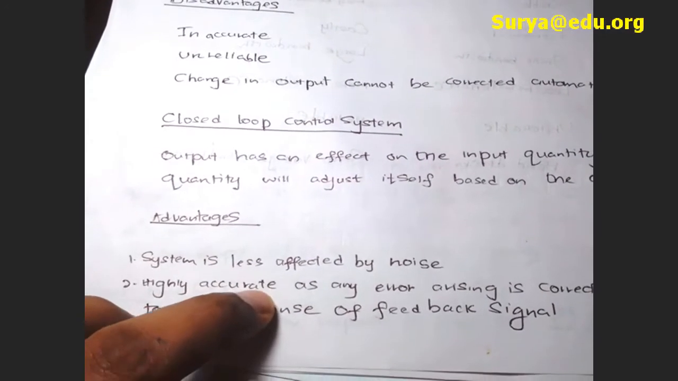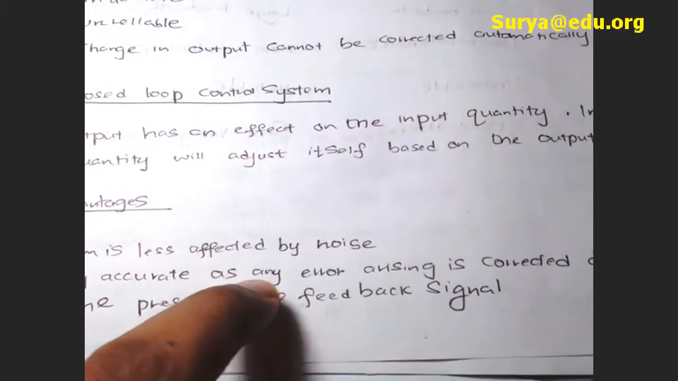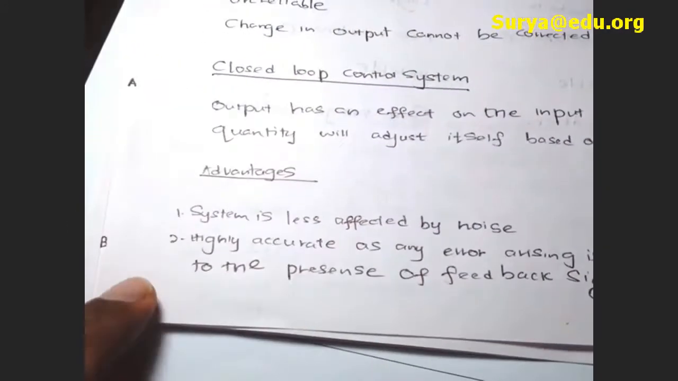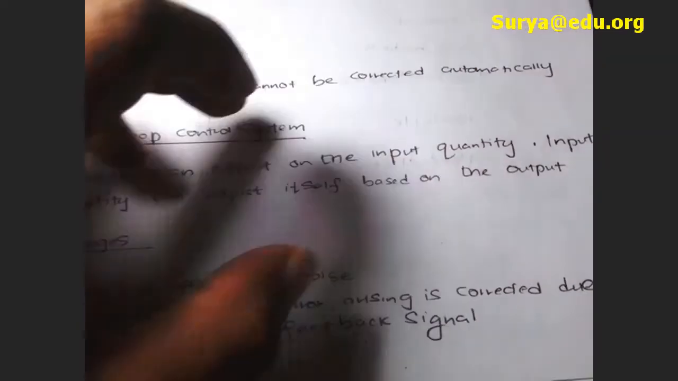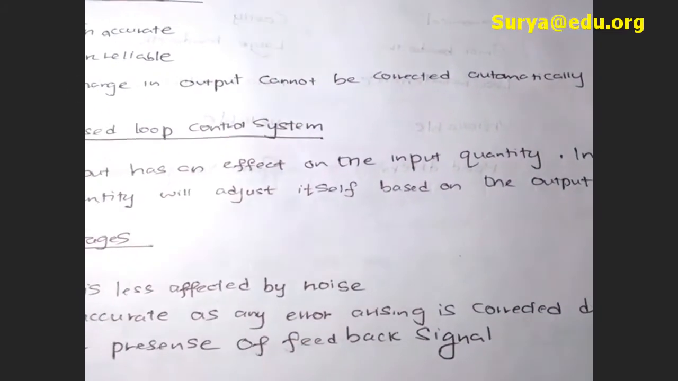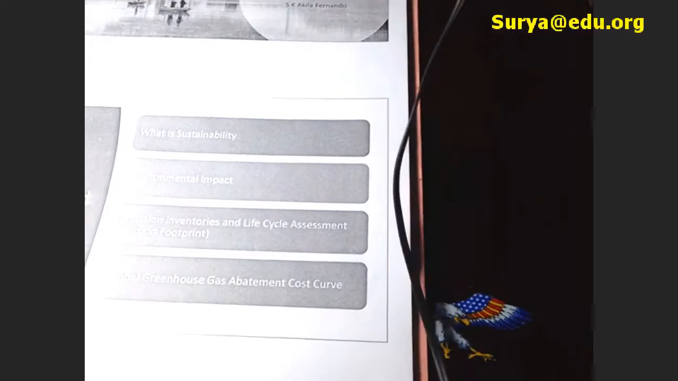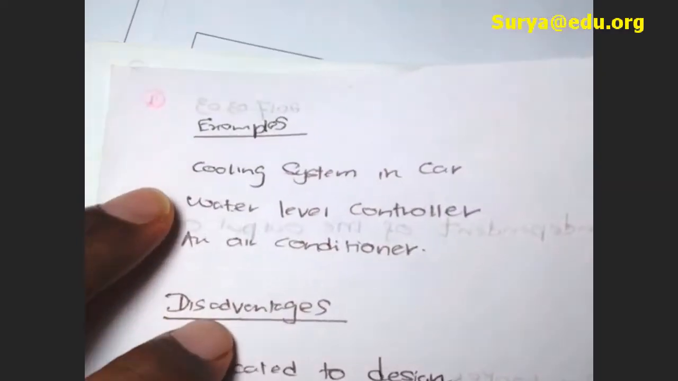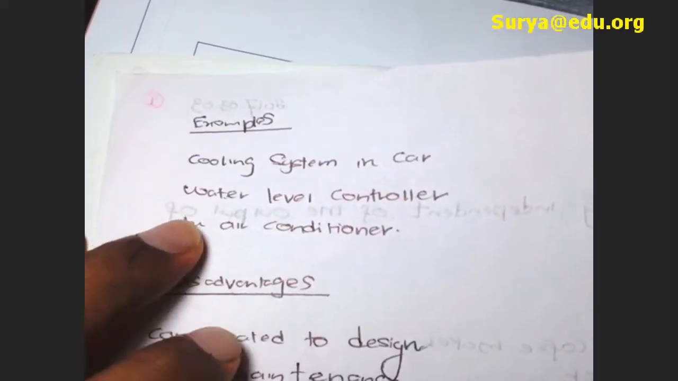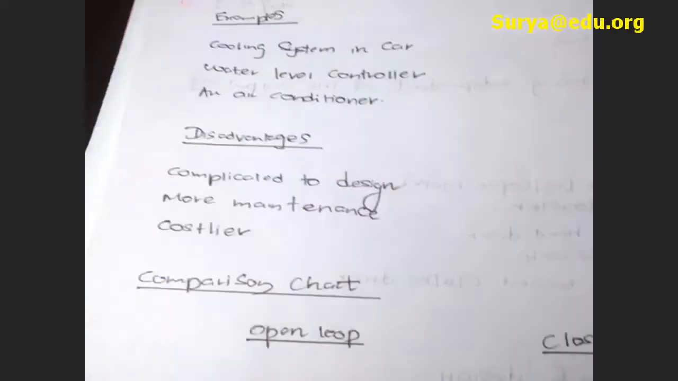The system is less affected by the noise, and highly accurate, as any error arising is corrected because of the feedback signal, because of the feedback path. Even if some error arises, that error will be corrected. Okay, so I hope it's clear. What are the examples? Cooling system in car, water level controller, and air conditioner. So those are the examples of closed loop type system.